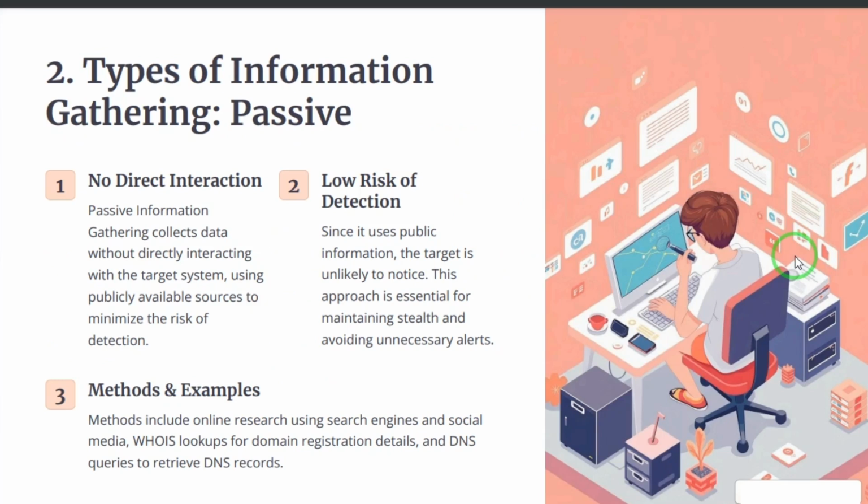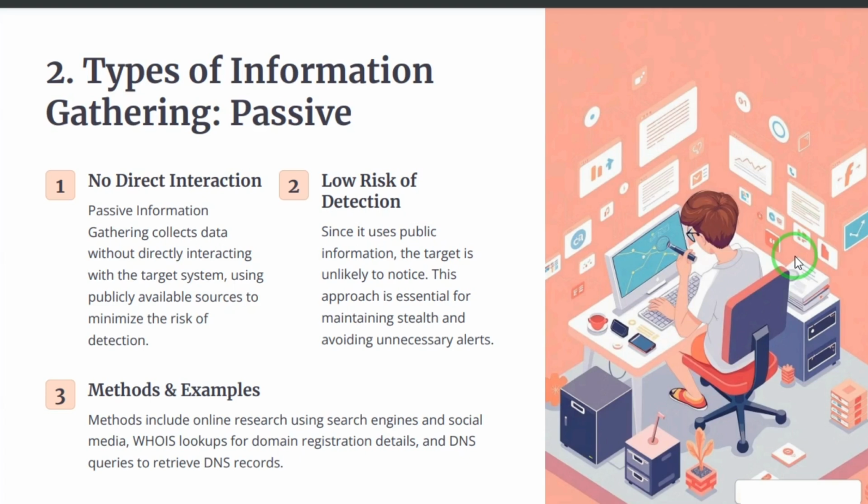Like we have seen before, we have two types of information gathering, which are passive and active. Under the passive, there is no direct interaction. So passive information gathering collects data without directly interacting with the target system, using publicly available sources to minimize the risk of detection. So what it means is this: you can gather information about a target without going straight to that target. Instead, you use information that's available in the public domain to get information about your target.